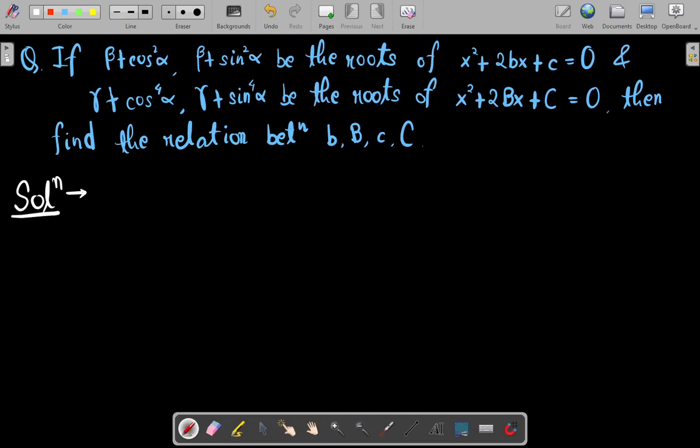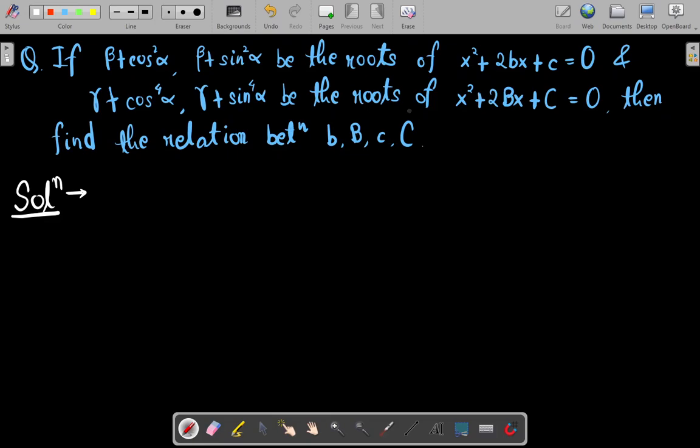Hello everyone. In this question, it is given that if beta plus cos square alpha and beta plus sine square alpha are the roots of x square plus 2 small bx plus small c equal to 0, and gamma plus cos to the power 4 alpha and gamma plus sine to the power 4 alpha are the roots of x square plus 2 capital Bx plus capital C equal to 0, then we have to find the relation between the four parameters small b, capital B, small c and capital C. We have to find an equation containing these four parameters.